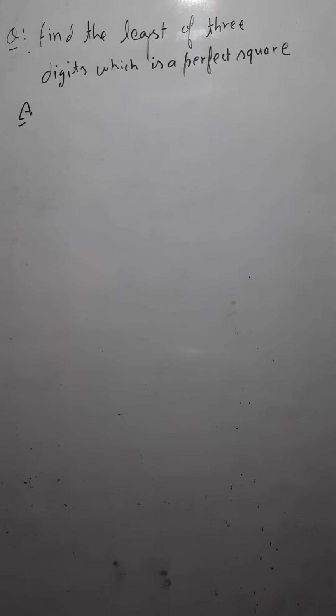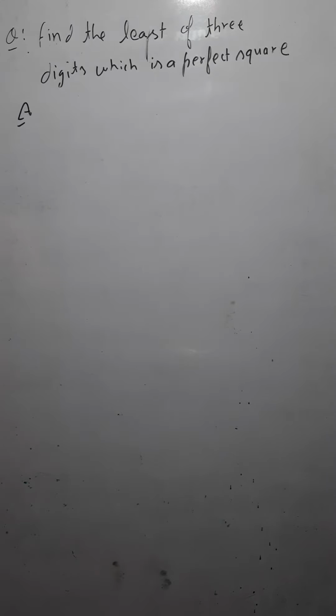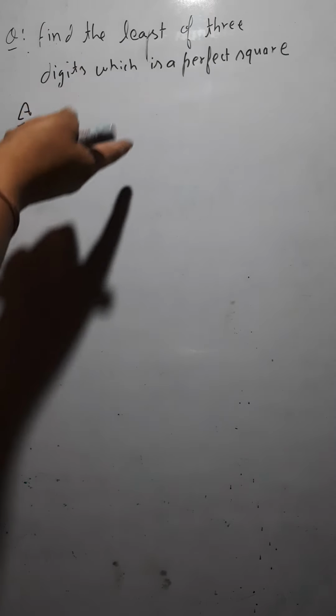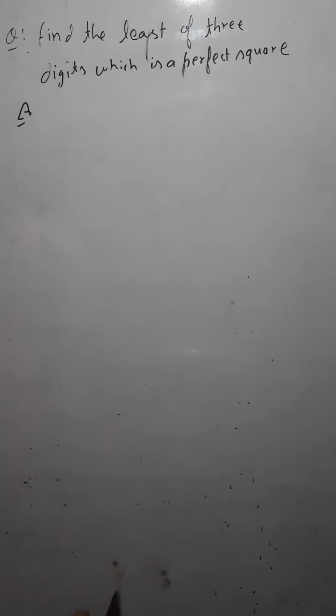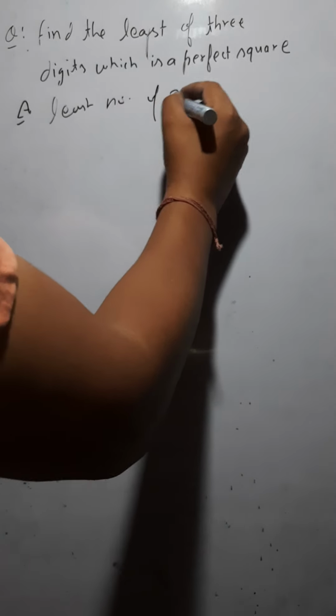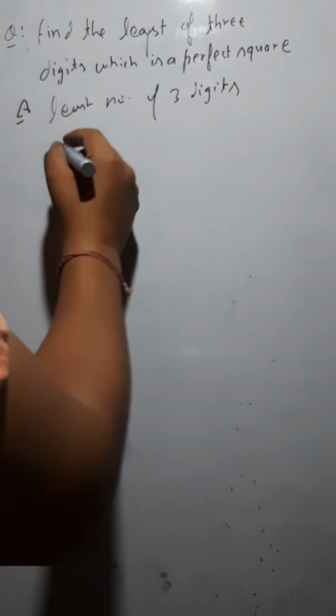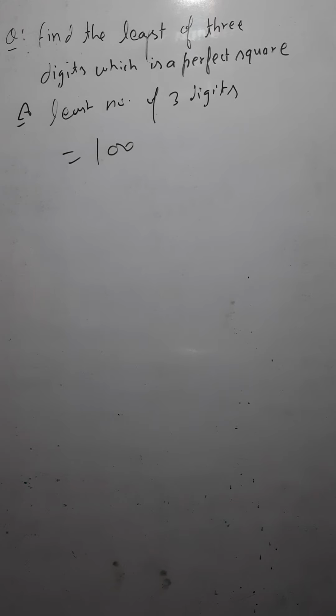Now the next question is, find the least number of 3 digits which is a perfect square. So can you tell me the number? It should be a 3-digit number, the least one, and it is a perfect square also. As we know, least means smallest. So what is the smallest 3-digit number? Yes, it is 100. So write least number of 3 digits. That is 100. Now whether this 100 is a perfect square or not, let's check it.